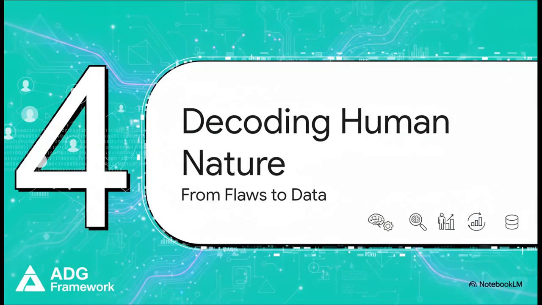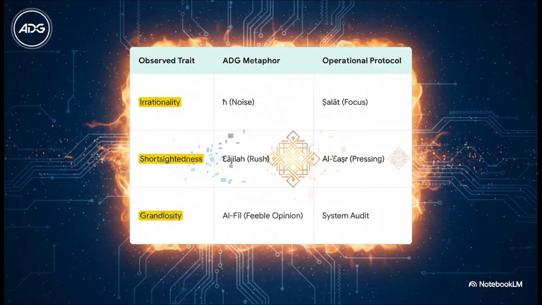Okay, so we have the OS, we have the physics, we have the GPU. Now let's plug it in. Let's see how this system takes those common human behaviors we all know and completely reframes them, not as flaws, but as actual usable data. And wow, this table just lays it all out perfectly. You can see the shift right here.